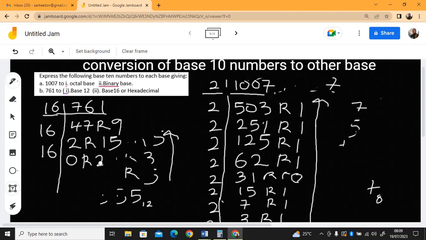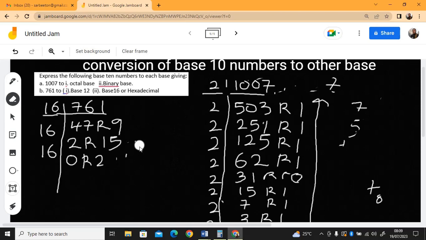Let me clean this. All these are giving us problem here. I'm still finding it difficult. Okay, I think I got the logic to it.